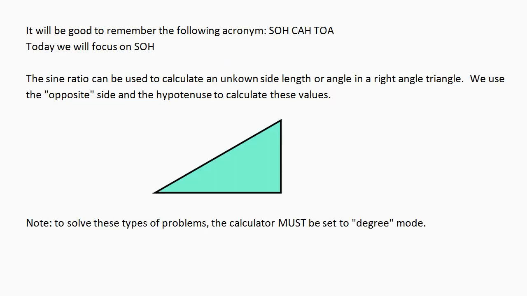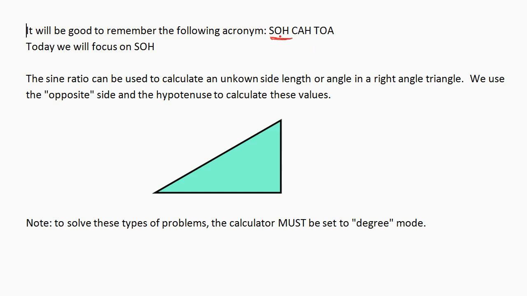Now, it would be good to get the acronym in your head, SOHCAHTOA. Some people pronounce it one way, we'll pronounce it another. And today we're going to focus on the first third of that, which is the SOH, and we'll talk about why in a moment. The CAH and the TOA will come along later in other lessons.